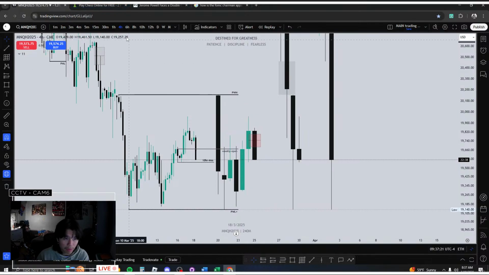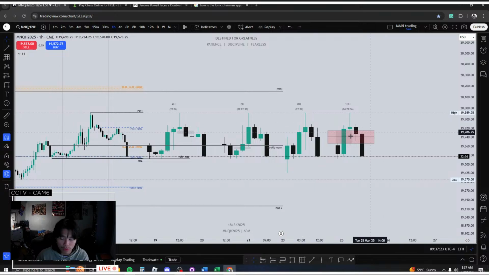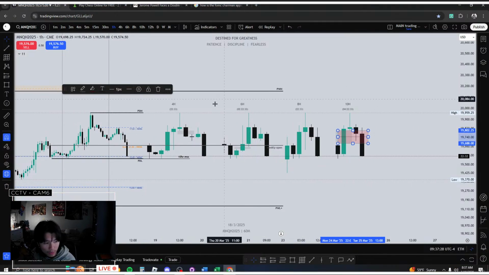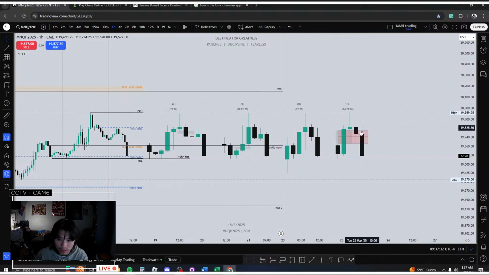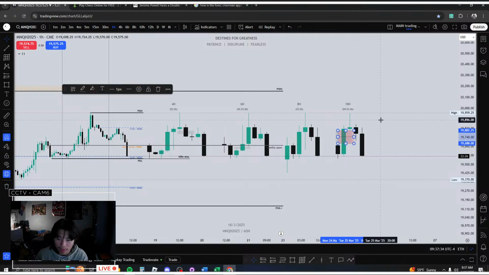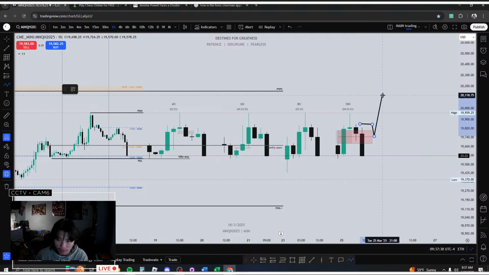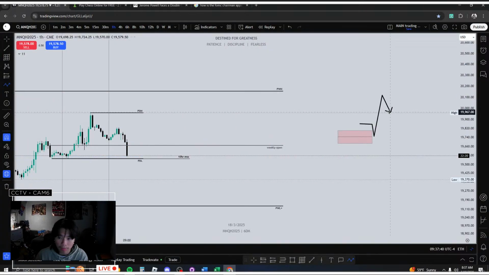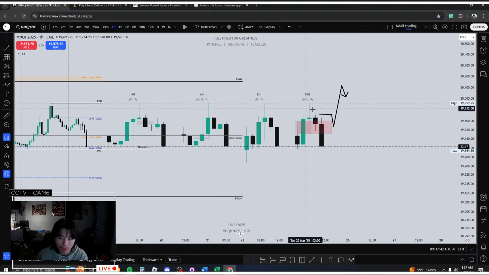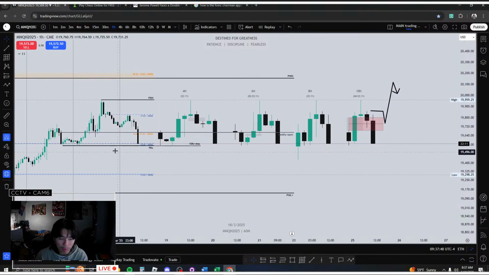And like I said before, we also failed to respect this 10-hour fair value gap here. So if we were going to take out previous day high, we should have respected this 10-hour fair value gap and pushed up higher after trading into it. However, we failed to do that. We didn't respect it as of yet, and it appears that we're going to take out previous day low.